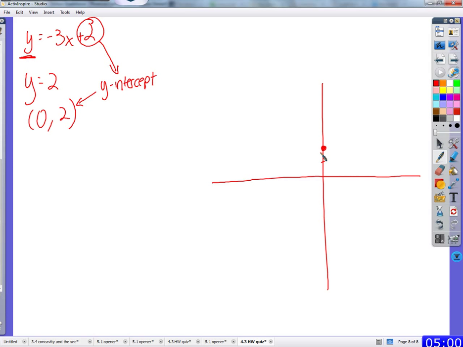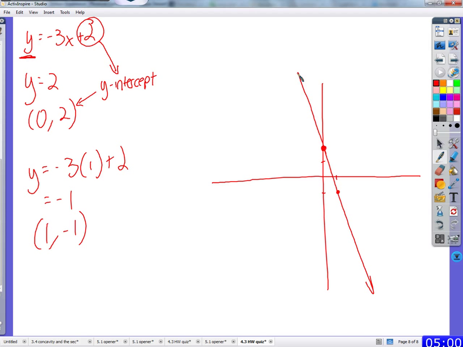And what maybe is the next easiest one? Plug in 1. All we do is multiply by 1, very easy to multiply by 1. So y equals -3 times 1 plus 2. So y is -1. 2 minus 3, -1. You've got 2 points, connect those 2 points, we've got a line.